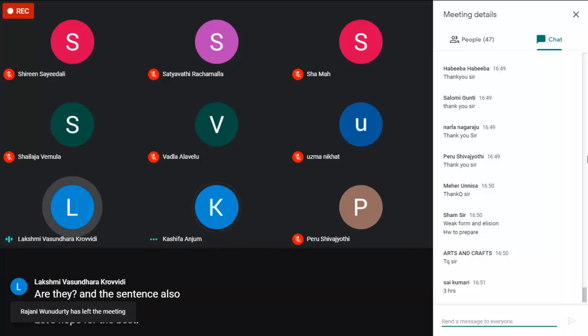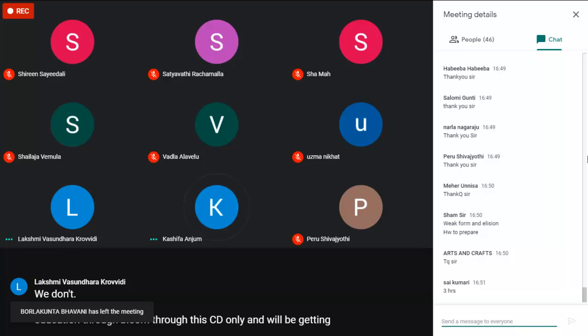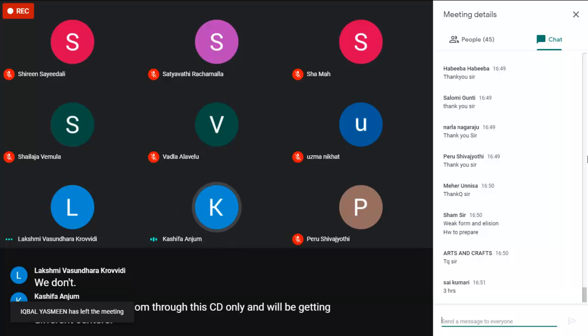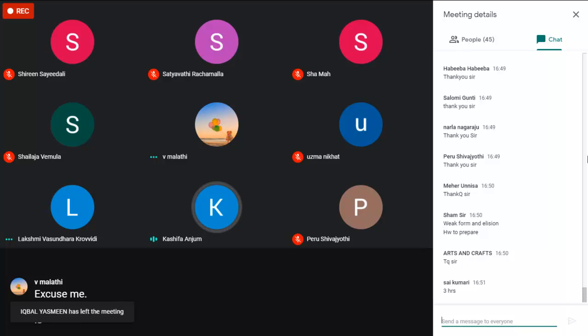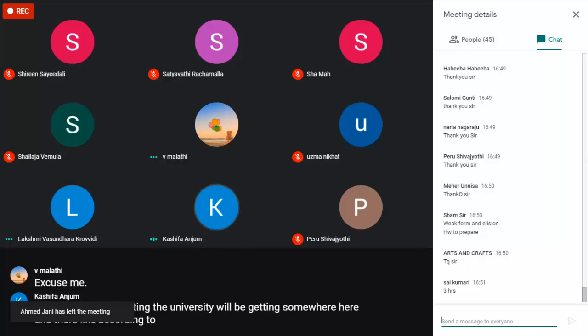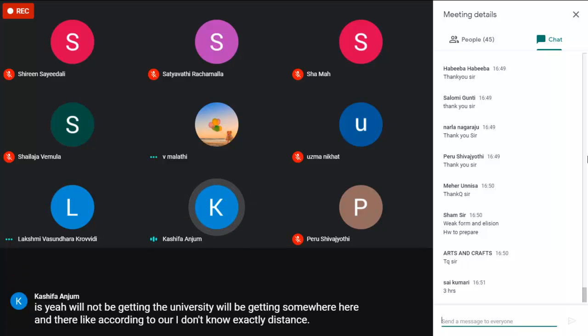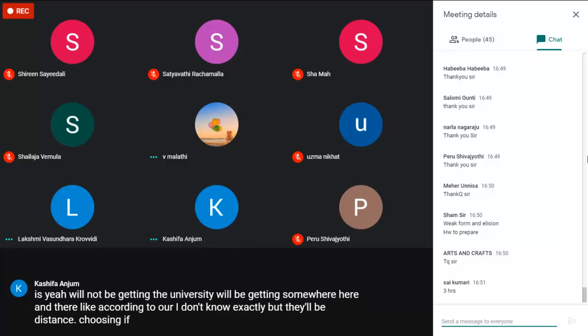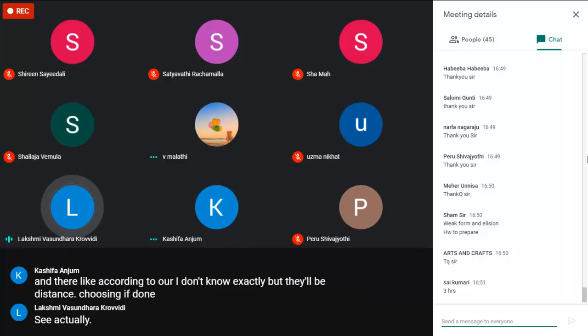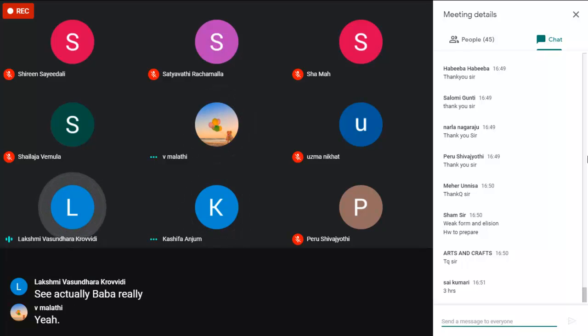Also we don't know where we have to write, isn't it? The center also, is it in the university premises? No, outside. I'm doing my BCom through distance education only, and we'll be getting different centers. We'll not be getting the university or a nearby university. We'll be getting somewhere here and there, according to our distance. I don't know exactly, but they'll be choosing a few centers. Actually, it's really very sad, isn't it?